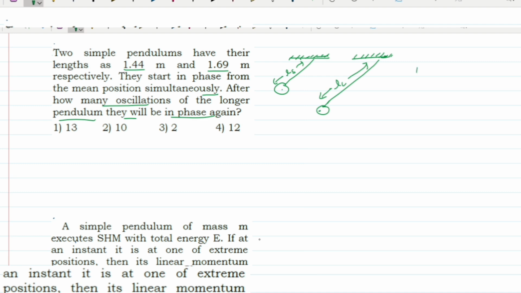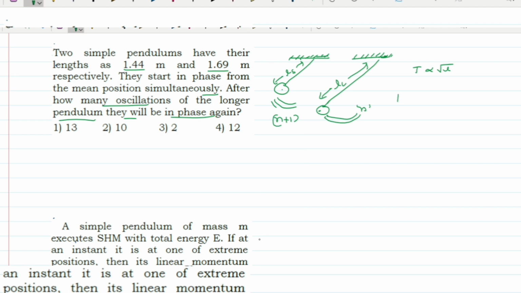Obviously, the time period is directly proportional to the root of the length of the pendulum. The one with more length takes more time period. So the longer pendulum takes more time than the shorter pendulum. Suppose the longer pendulum completes one oscillation, and then starts the next oscillation. Let us assume that when the longer pendulum completes n oscillations, the shorter pendulum completes n plus 1 oscillations.